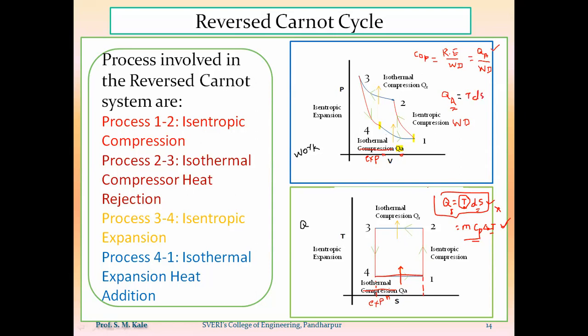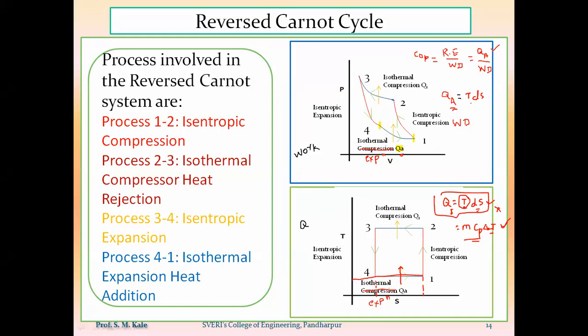Here, which temperature do I need to consider? This temperature is T1, which is equal to T4. So this formula will be either T1 or T4 into ds. ds is the change in entropy. So in this way, I can calculate the value of QA. Now, second thing, I have to calculate the value of work done.